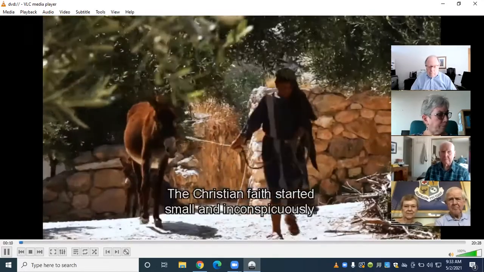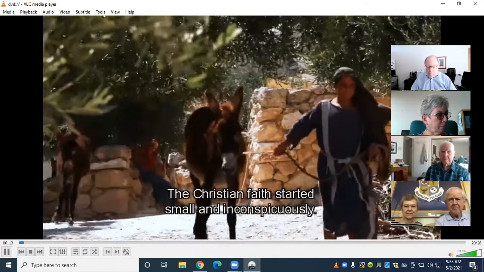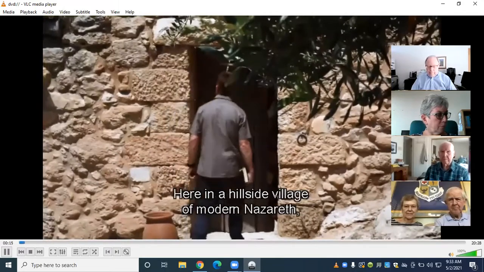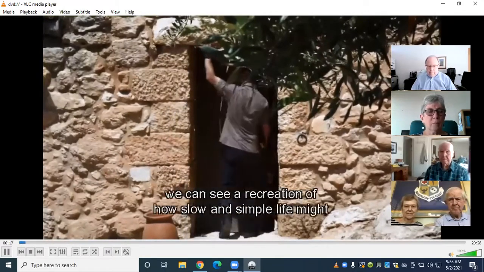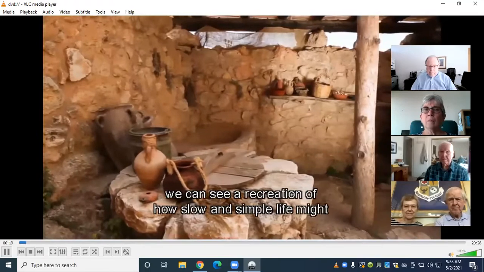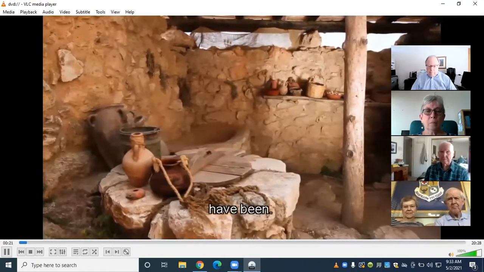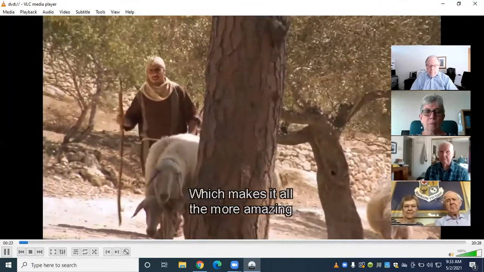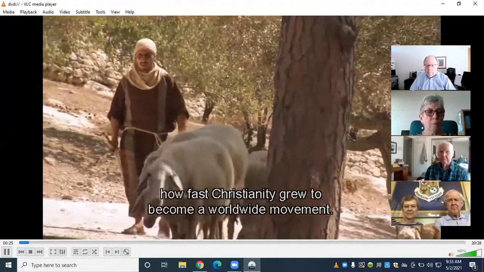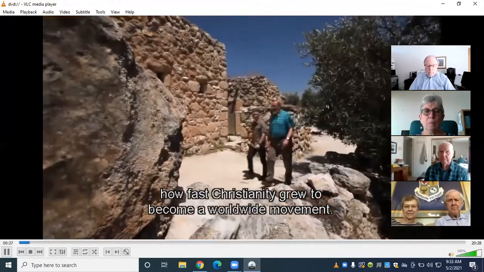The Christian faith started small and inconspicuously. Here, in a hillside village of modern Nazareth, we can see a recreation of how slow and simple life might have been, which makes it all the more amazing how fast Christianity grew to become a worldwide movement.